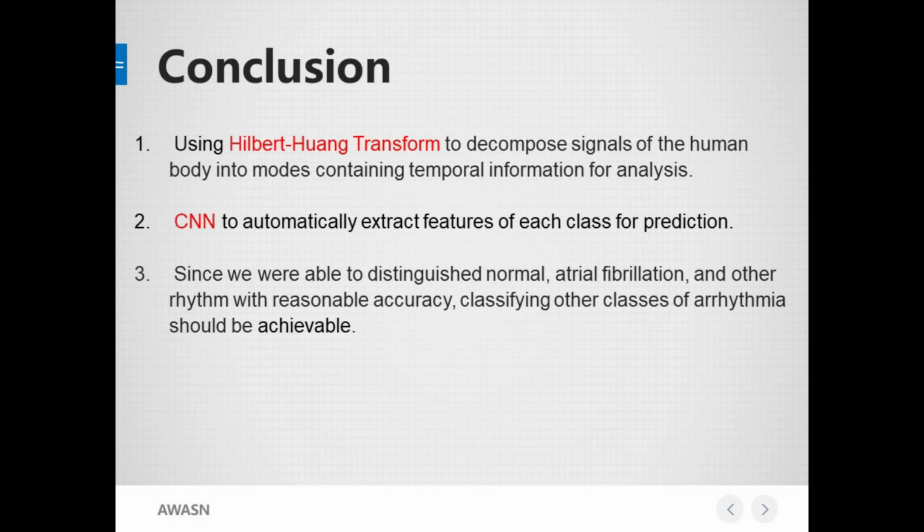In conclusion, instead of using traditional signal processing techniques, we use the Hilbert-Huang Transform to decompose a series of signals of the human body into modes containing temporal information for analysis. Also, in order to analyze the Hilbert spectrum produced from the transform, we use a CNN to automatically extract features of each class for prediction. Since we were able to distinguish normal, atrial fibrillation, and other rhythm with reasonable accuracy, classifying other classes of arrhythmia should be achievable.